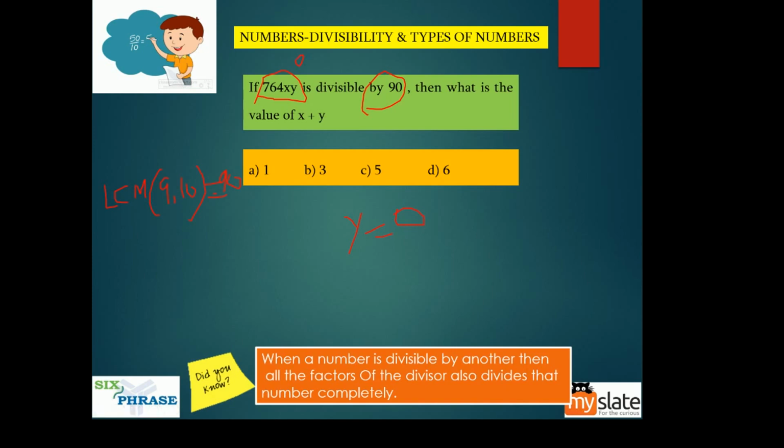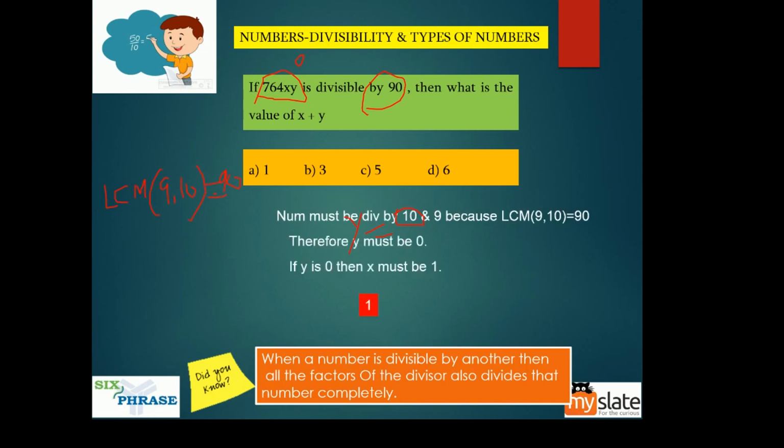If y is 0, now if this number should be divisible by 9, the sum of all these digits should be divisible by 9. Now what is the sum of 7 plus 6 plus 4 plus x plus 0? Or 7 plus 6 plus 4 plus 0. 7 plus 6 is 13, 17 plus 0.